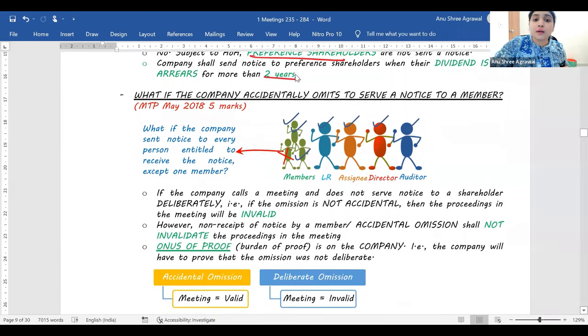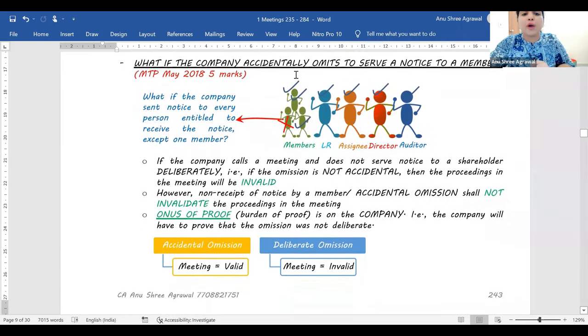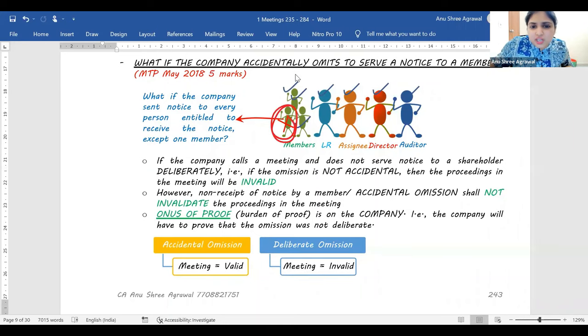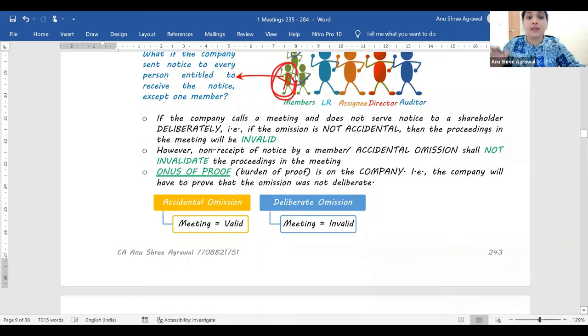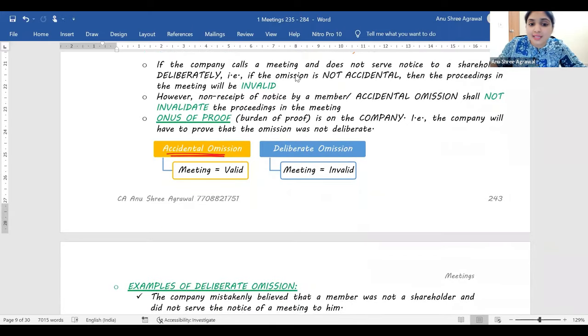Okay, what if the company does not give notice to one particular shareholder? The company gave to everybody else, just to this one shareholder alone, the company did not give. In that case, we will see, is it accidental omission or is it deliberate omission? Wantedly, the company did not give, or by mistake, the company did not give. If wantedly the company did not give, then the meeting itself will become invalid. But if by mistake, accidentally the company did not give, then the meeting will stay valid.